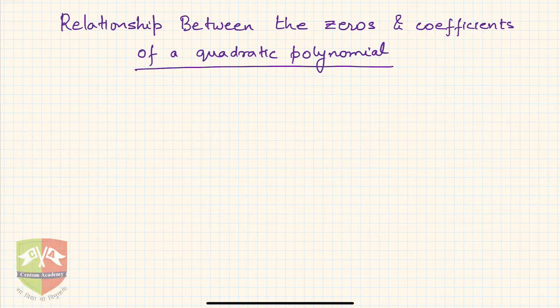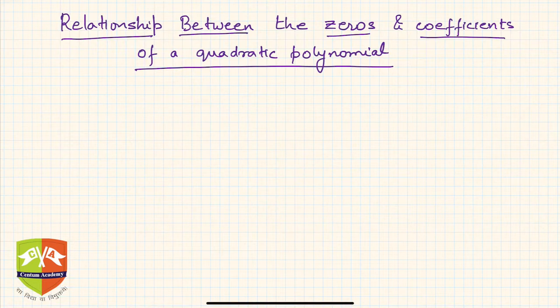Hey, hi friends. So in the last session, we saw the behavior of a quadratic polynomial on a graph. And we also tried to tweak the values of the coefficients, that is A, B, and C. And we saw how the shape and the positioning of the graph changed on the graph paper. Now in this session, we are going to take it to the next level, where we are going to discuss the relationship between the zeros and coefficients of a quadratic polynomial.